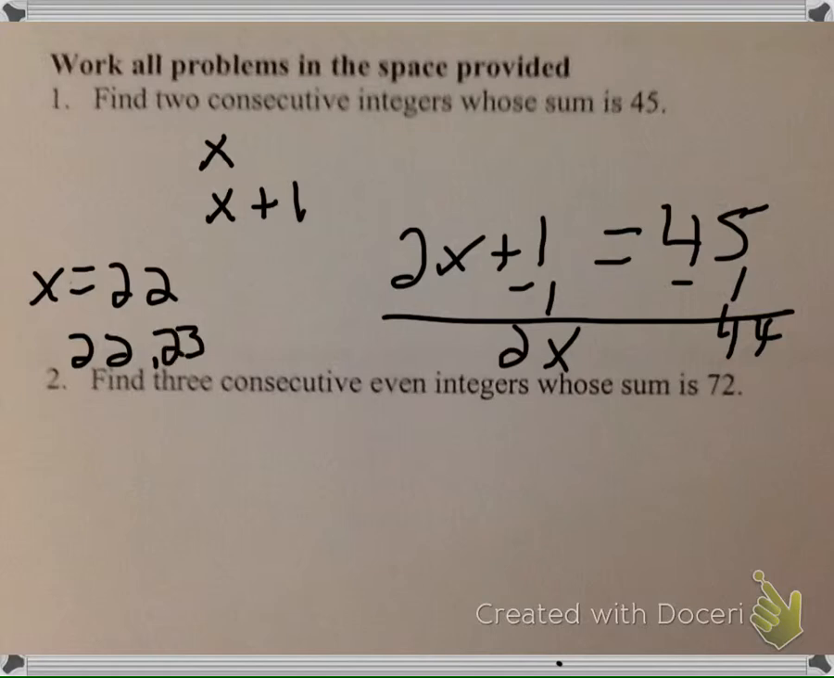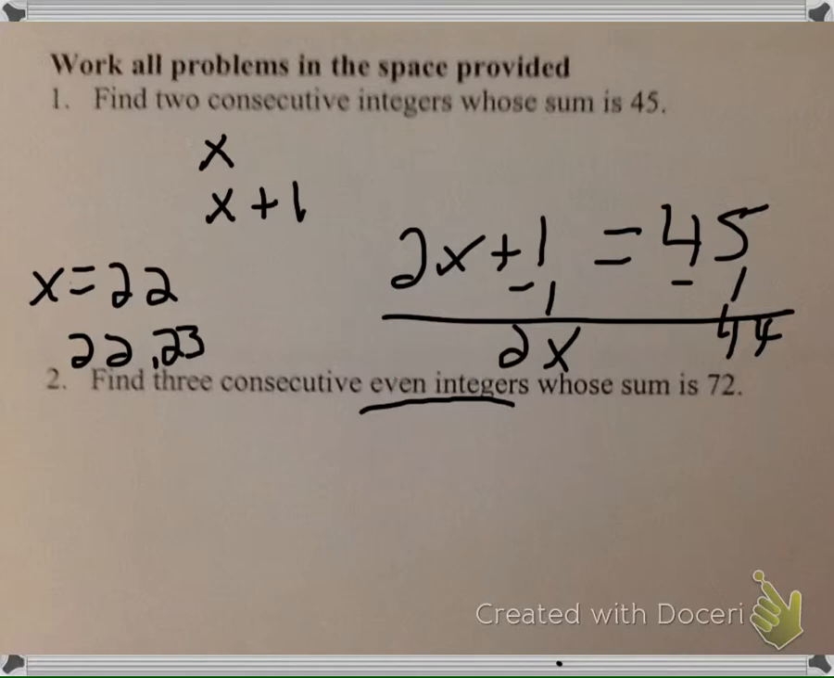Okay, number 2. Find 3 consecutive even integers whose sum is 72. Well, consecutive numbers are different by just 1, because like 10 and 11, 11 is 1 more than 10. But even integers are different by 2, because if you think of 10 and the next even integer, which is 12, it's 2 more than that first number that you picked.